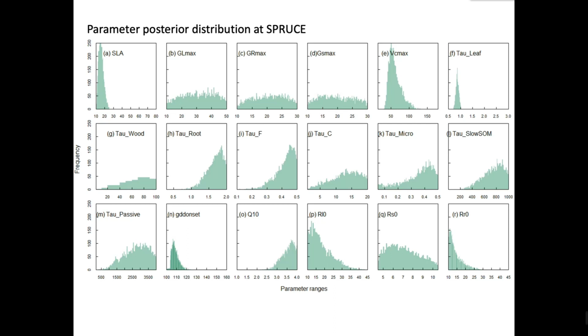This is an example of data assimilation results from Unit 7 with 18 default parameters. You can see that some parameters were constrained well, for example, the SLA, specific leaf area, and Vcmax for the photosynthesis, and the turnover rate of roots. But some parameters such as GLmax and GRmax, the maximum growth rates, are not constrained well.